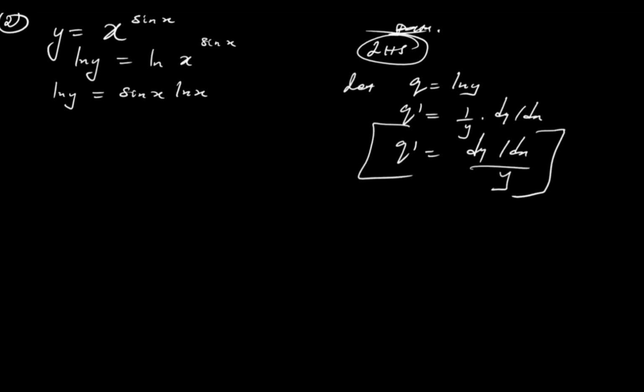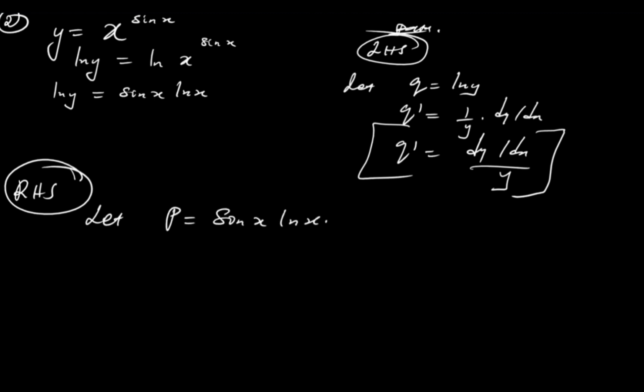All we have to do now is to look for the right-hand side. For the right-hand side, all we have to do is let it equal to some variable that is not really common with what we have there. So we say p. Let p equal to sine x ln x. It's a function multiplying another function, so I have p prime being equal to a prime b plus b prime a.